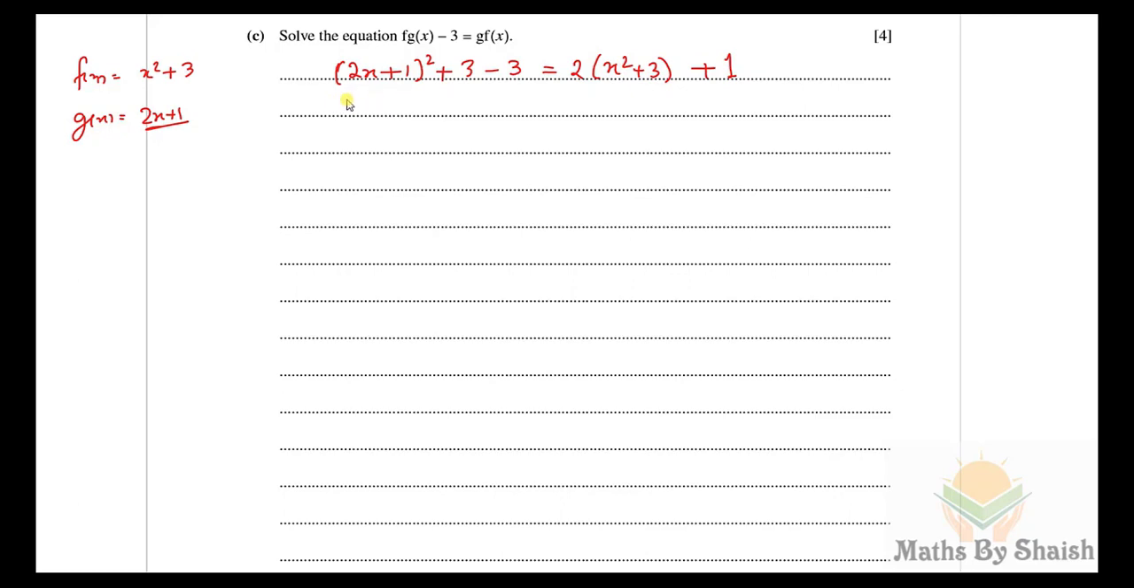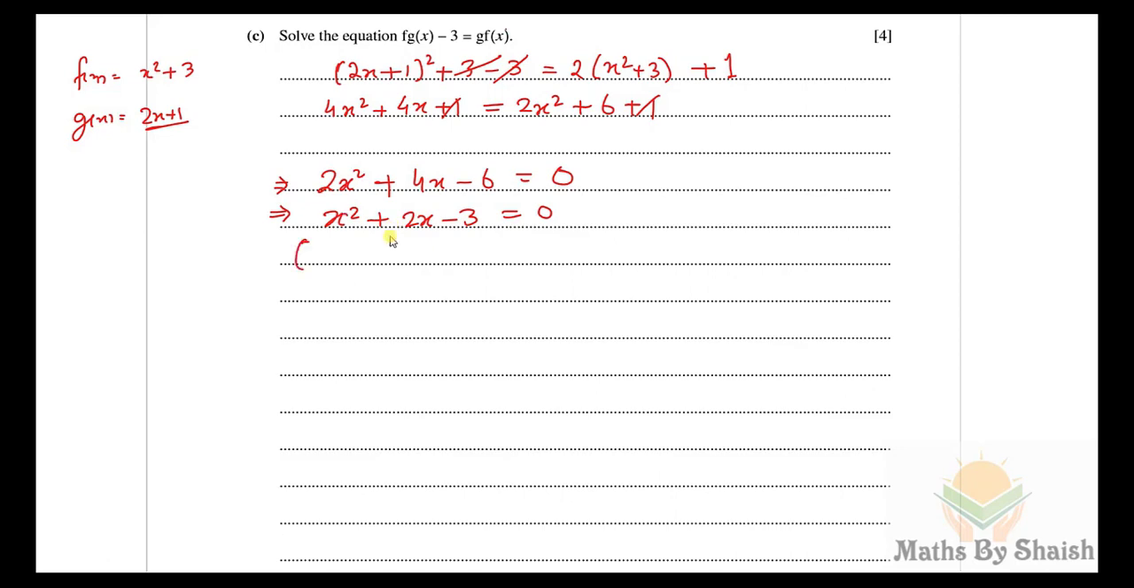So now we will simplify it as 4x square plus 4x plus 1, these two got cancelled, is equal to 2x square plus 6 plus 1, 1 cancelled. We'll take everything to one side and it becomes 2x square, because 4x square minus 2x square is 2x square, plus 4x minus 6 is equal to 0, or we can write it as x square plus 2x minus 3 is equal to 0, which can be factorized, and we can write it as x plus 3 and x minus 1.